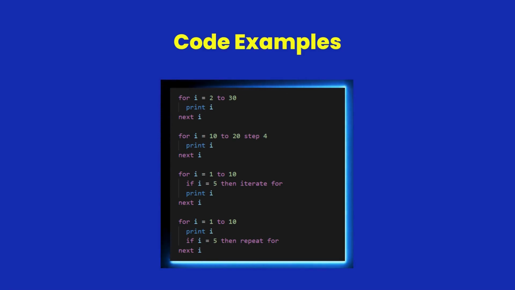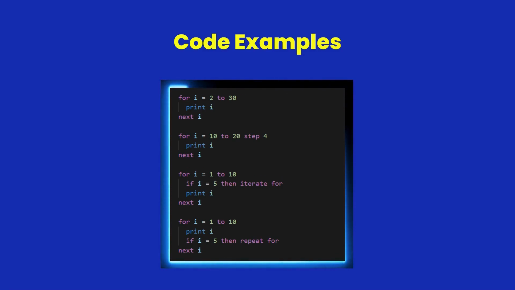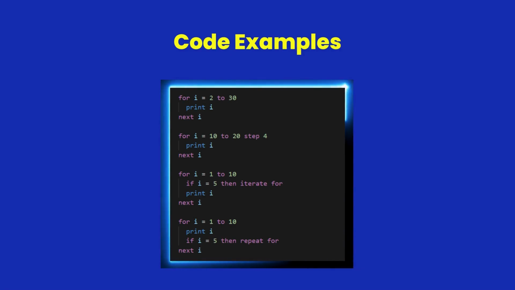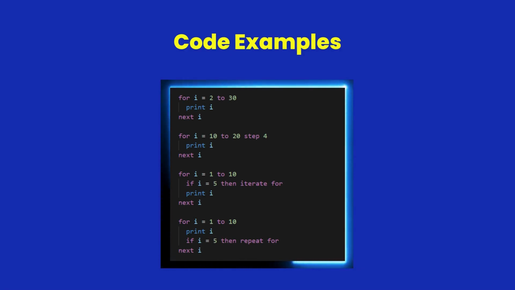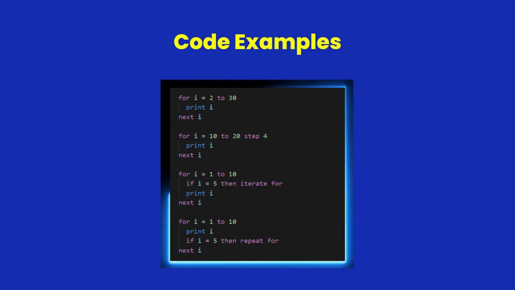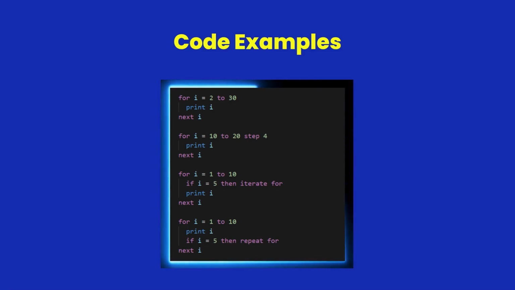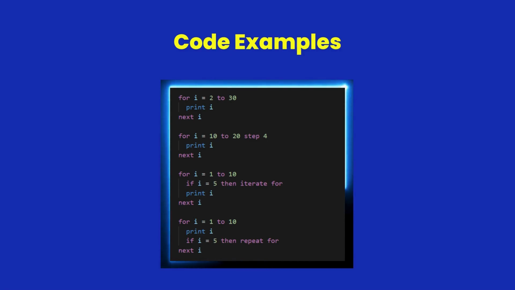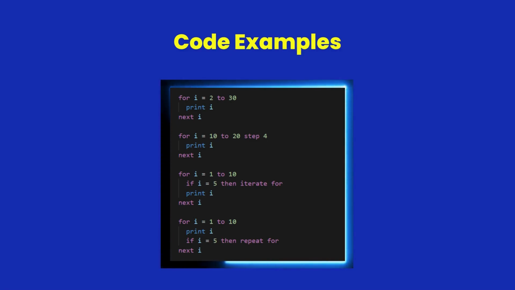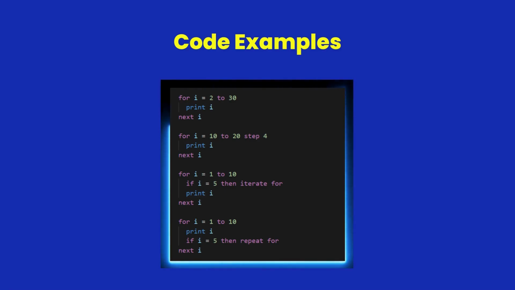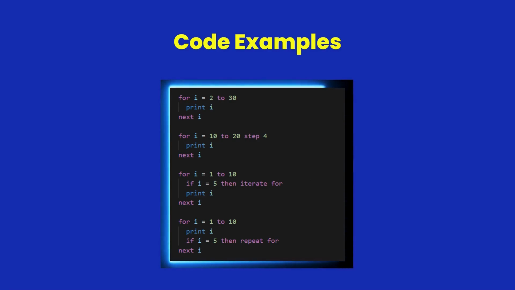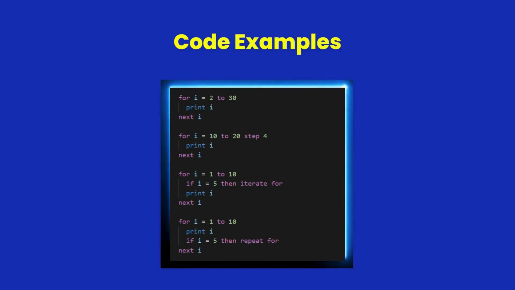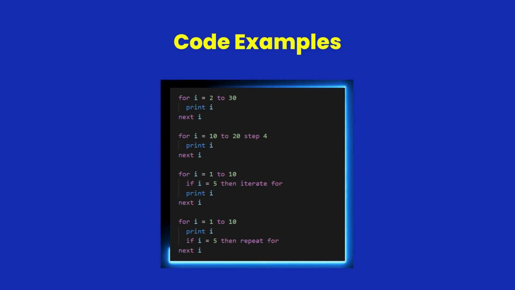Next, we use a for loop with a step value to specify a different increment. This loop starts at 10 and increments by 4 each time, printing the values 10, 14, and 18. Then, we use the iterate for statement to skip an iteration. This loop prints the values from 1 to 10, but skips the iteration when I equals 5.